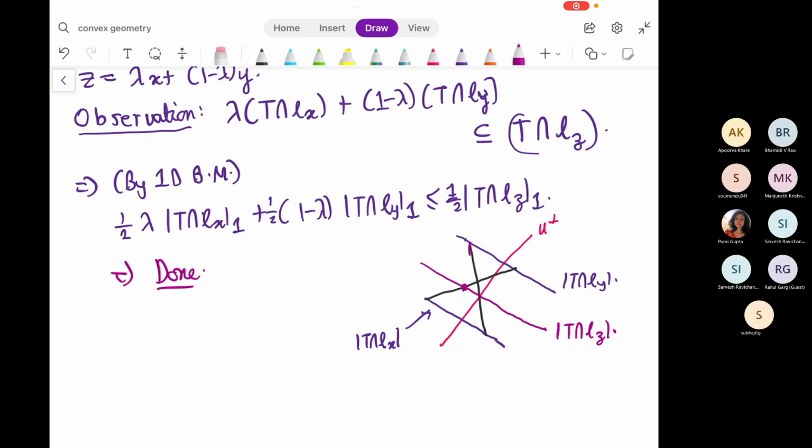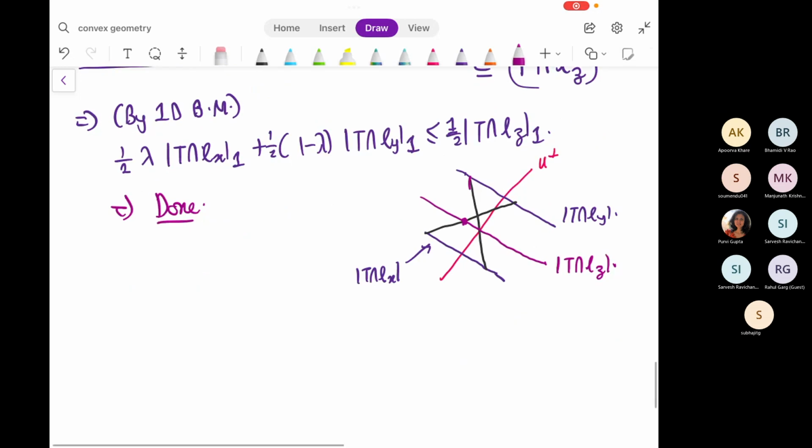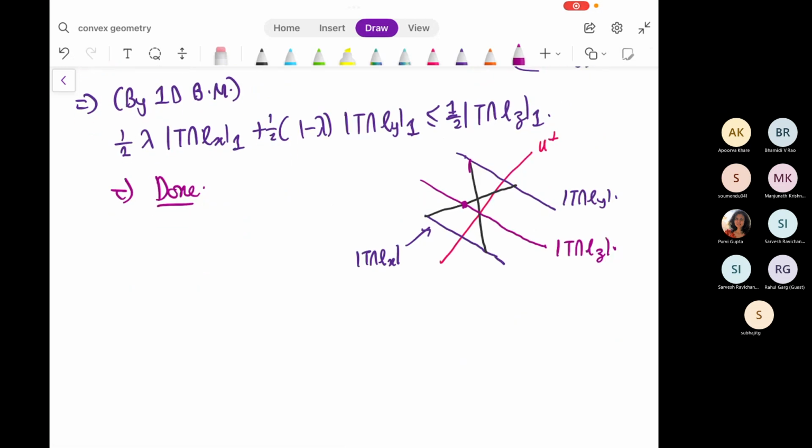You can show now that the symmetrization is convex because those particular points will end up belonging in the symmetrization, because the length of T intersection Lz is big enough. If you look at the slides, just pretend it's flat.